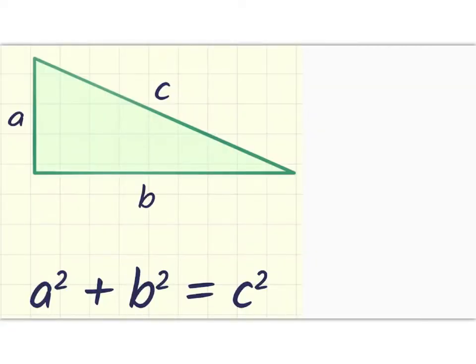Okay, there's the formula. A squared plus B squared equals C squared. The square of A plus the square of B will equal the square of the hypotenuse. And we saw that with the pictures of the squares.